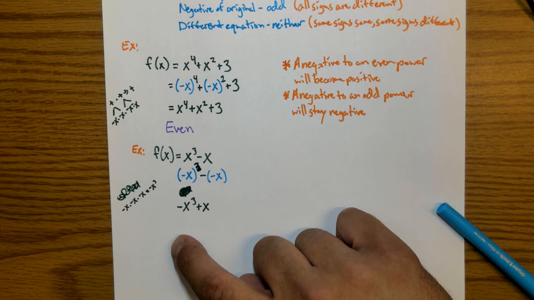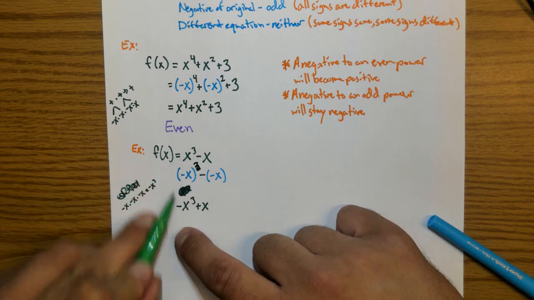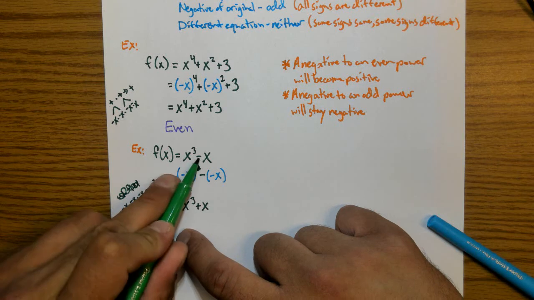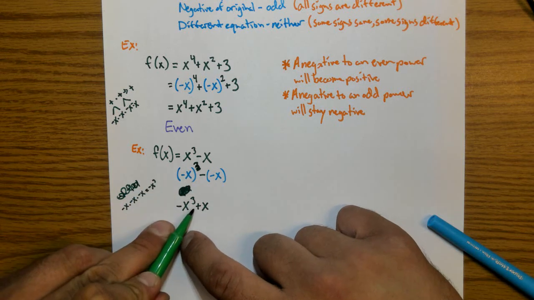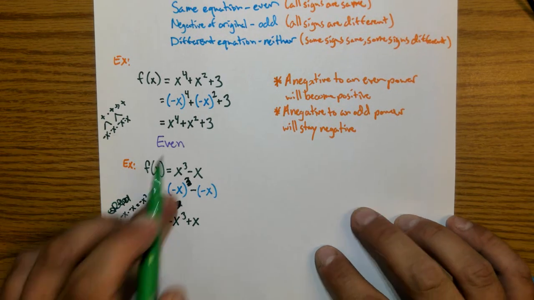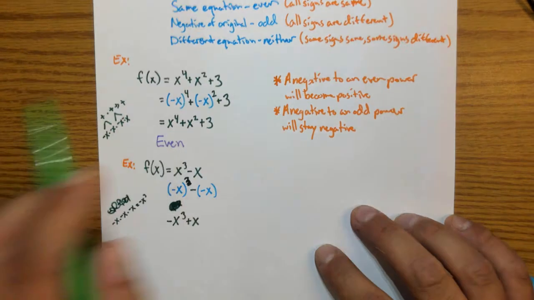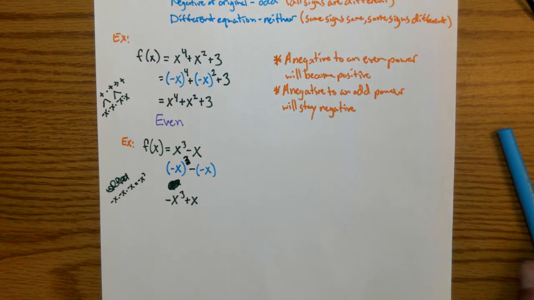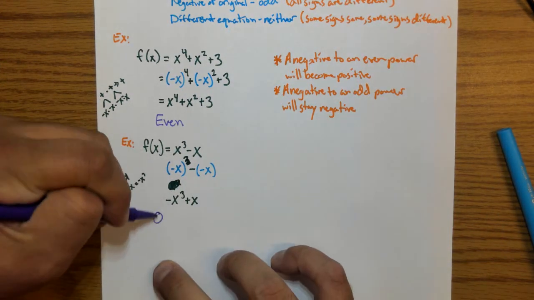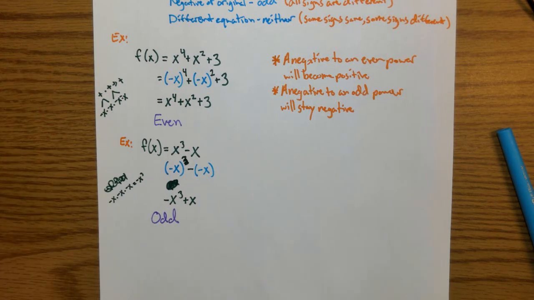Now we need to ask ourselves, did signs change? Yes, they did, right? But did they all change? So let's check. This was a positive, became negative. This was a negative, that became positive. So all of the signs in our equation changed. Because that happened, it's odd. It's the negative version of the original. So this is an odd function. Not strange, odd.